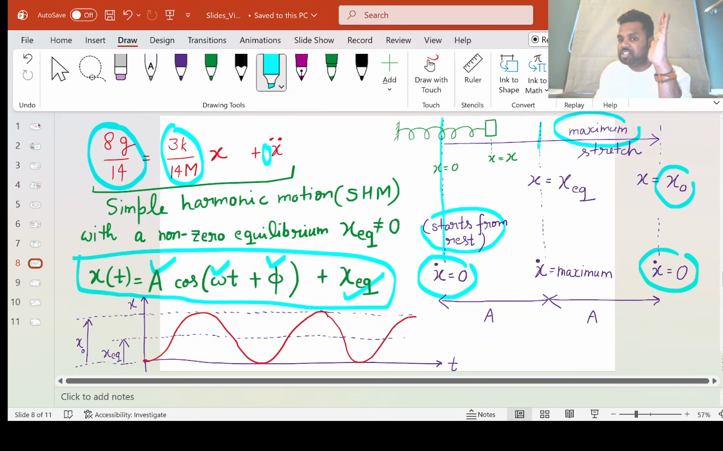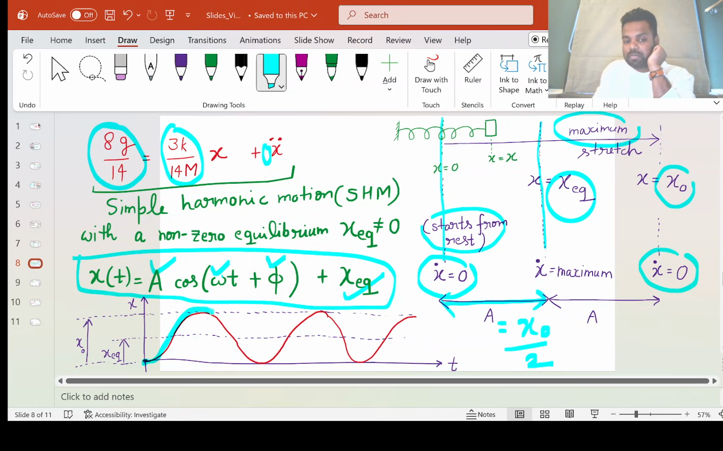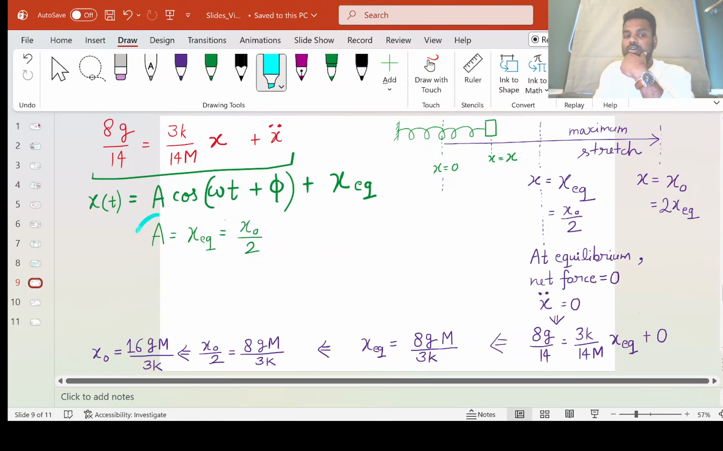And the average, the middle position, is your equilibrium, right? So this is your amplitude. You can see the amplitude is x naught by 2, since x naught is the maximum stretch. So starting from the x equal to 0 position, speed up, stop, and then come back, stop, and then speed up, stop, and this is your equilibrium position. Now we know A is x equilibrium, which is x naught by 2.